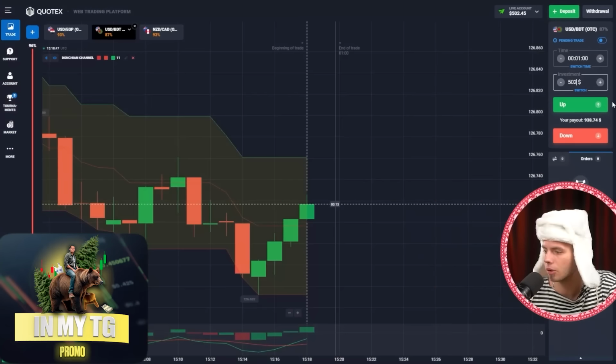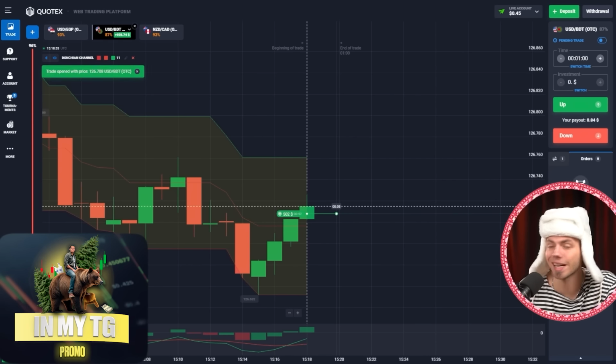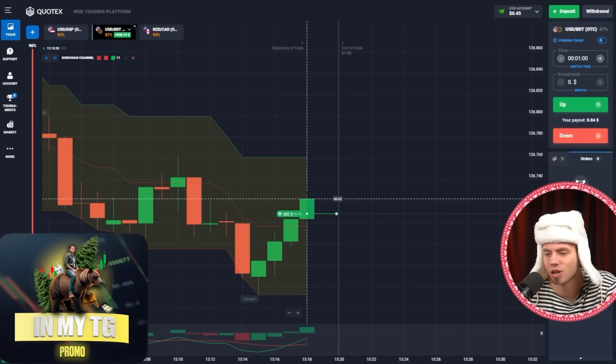So let's set the amount. Okay, we're opening a buy trade over here. Now, the middle line, it was a very strong resistance level.